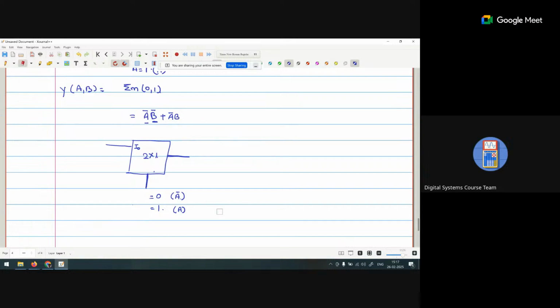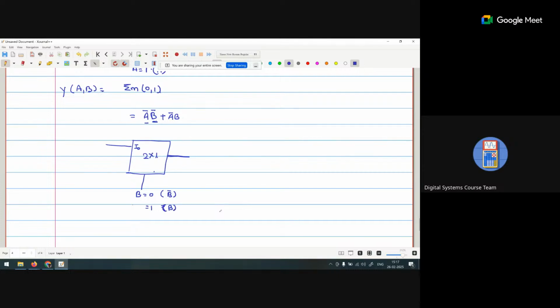Now we change that one. Where will the select line be changed? B bar is changed, so we can connect B here. Now the possible values are B is 0 and B is 1. If B is 0, we consider B bar. If B is 1, we consider B.